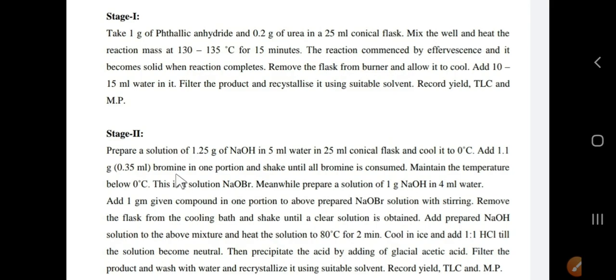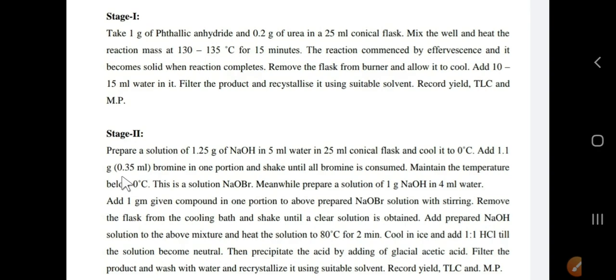So first we need to prepare the NaOBr, that is a key reagent for the Hofmann rearrangement. So we take 1.25 gram of NaOH in water and then cool it to 0 degree, and then we need to add 1.1 gram of bromine. As you know, the density of bromine is 3.3, so if you want to take 1.1 gram, in ml it will be 0.35 ml bromine. Okay, so take 0.35 ml bromine.